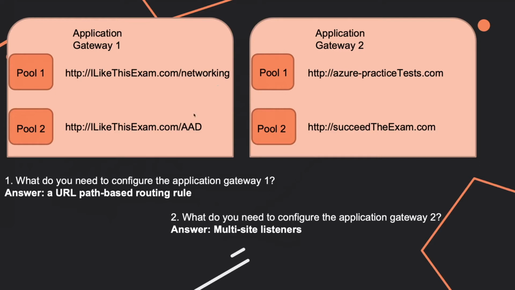So if you get a question like, what do you need to configure on application gateway 1? The answer is a URL path-based routing rule. And actually, if you pay attention, the answer is in the question itself, because the URL is the same, because it's URL path-based. For the second example, because your URL is different, you're gonna need multi-site listeners.